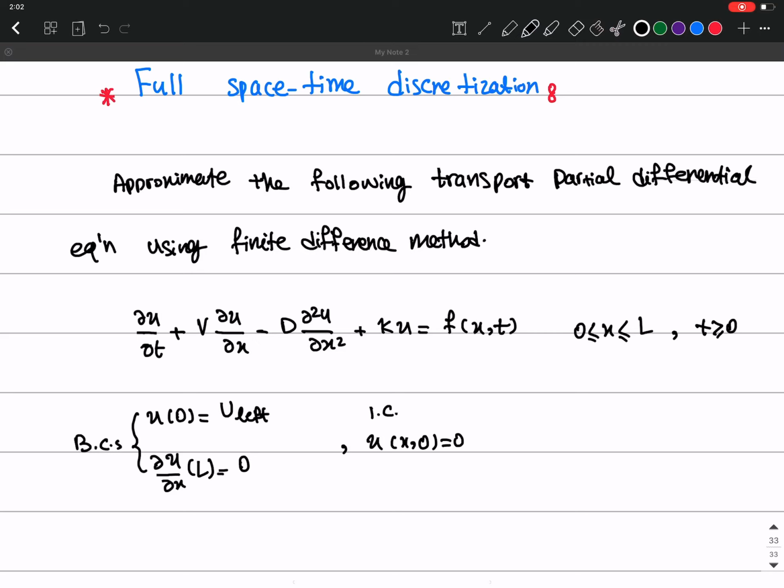Approximate the following transport partial differential equation using the finite difference method. Say I give this equation to you and I ask you to solve it numerically by coding it on a computer. The first thing you need to do is to discretize it, first in space and then in time, and then start coding it and solving.